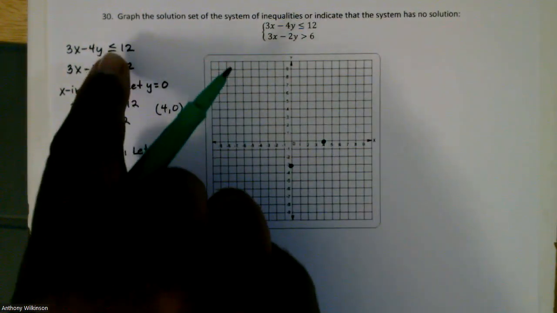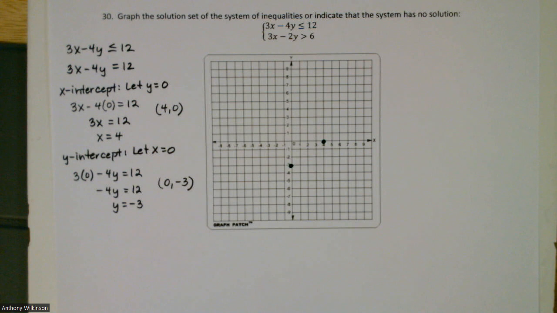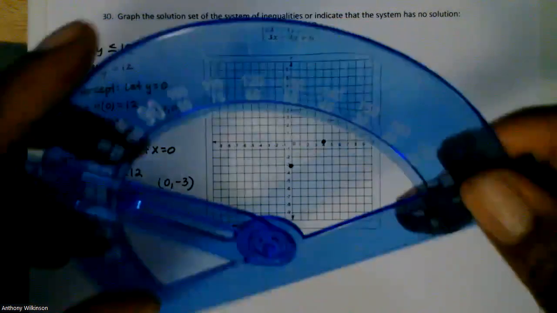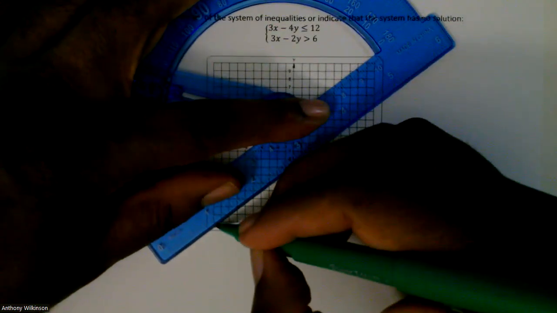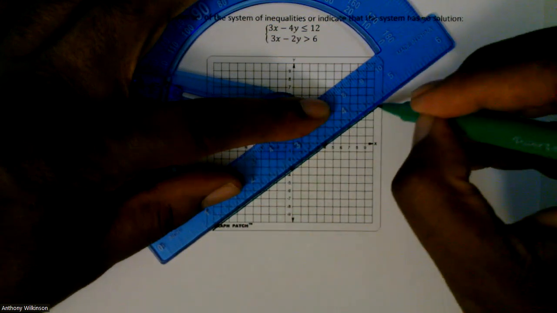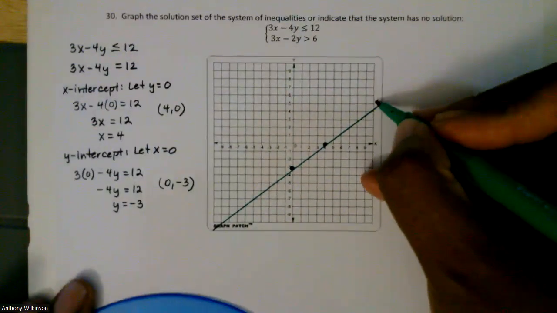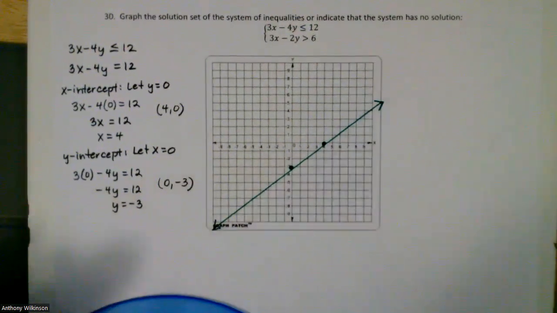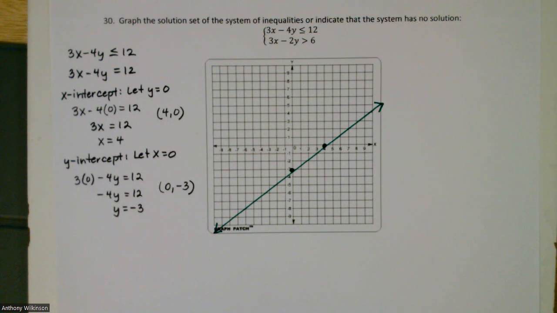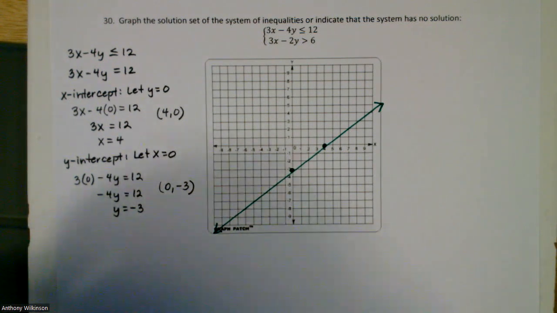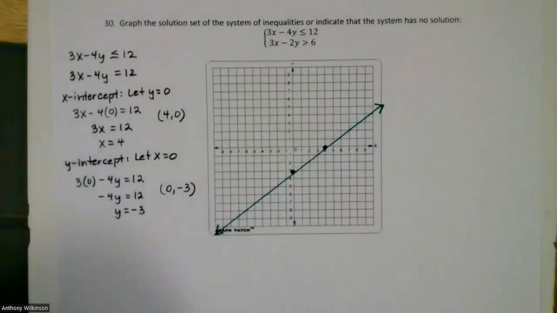And it's going to be a solid line because less than or equal to means I'm going to have a solid line. So using my straight edge, it's a solid line. And it separates the half plane. Now, I need to use a test point to determine which side I need to shade, this side or this side.